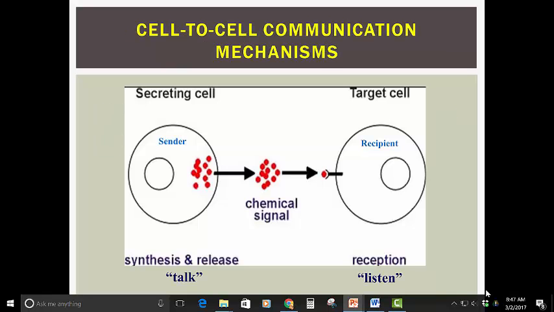How do cells communicate with each other? Cells communicate with each other by sending and receiving signals. The communication process involves a sender cell, also called the secreting cell, and the recipient cell or target cell. The secreting cell talks to other cells by synthesizing and producing chemical signals. The target cell, on the other end, listens by responding to the chemical signal. This process is commonly known as cell-cell communication or cell-to-cell signaling.